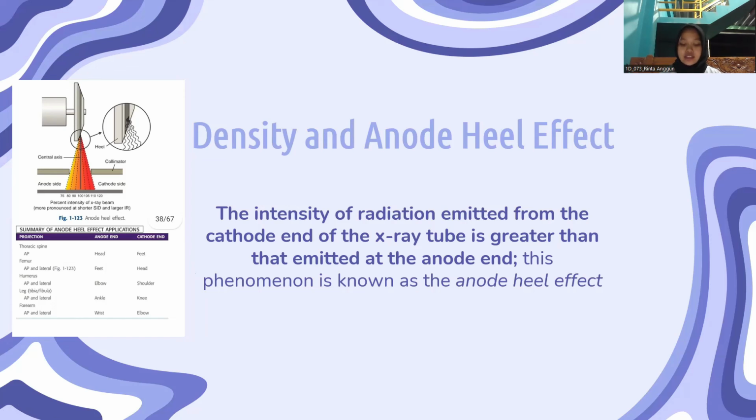Applying the anode heel effect in clinical practice assists the technologist in obtaining quality images of body parts exhibiting significant variation in thickness along the longitudinal axis of the X-ray field. The patient should be positioned so the thicker portion of the part is at the cathode end and the thinner part is at the anode end. The cathode and the anode ends of the X-ray tube usually are marked as negative and positive.